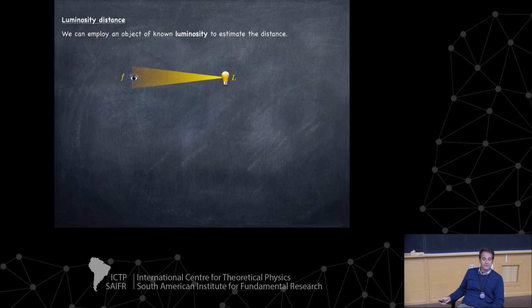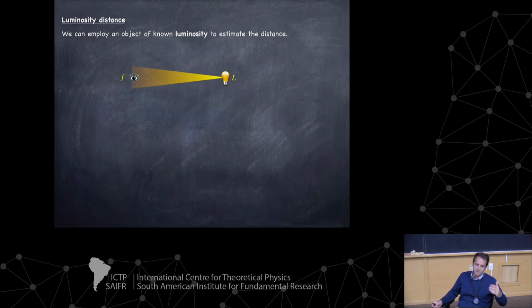Now, we have other ways of measuring distance. Instead of assuming that we know the size of an object, we can assume that we know the properties of an object so that we know its luminosity. So suppose we do know the luminosity of an object. This object could be, for instance, a Cepheid or RR Lyrae star or even a supernova, if we knew the absolute luminosity of supernova, which we don't, by the way.